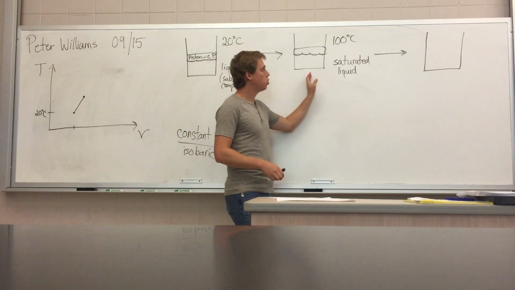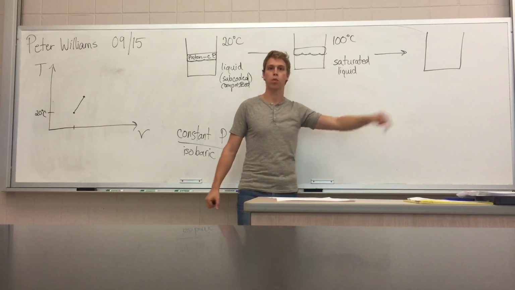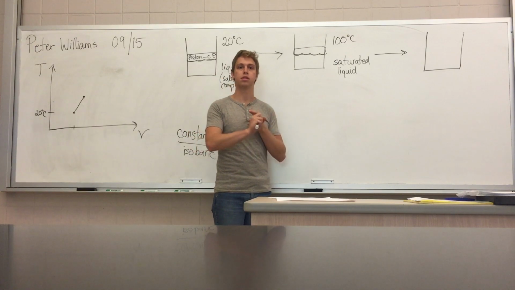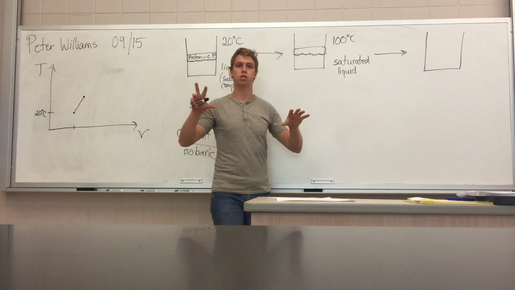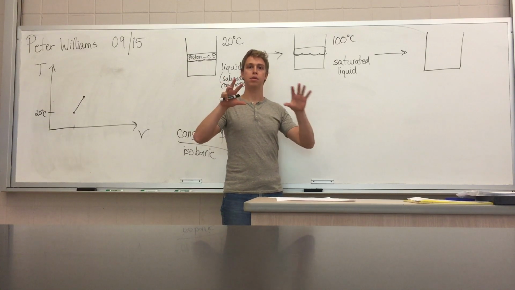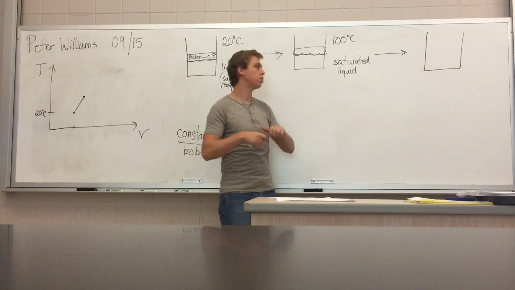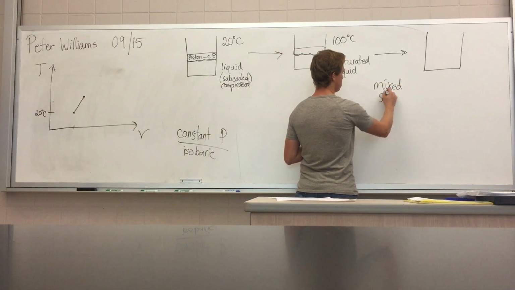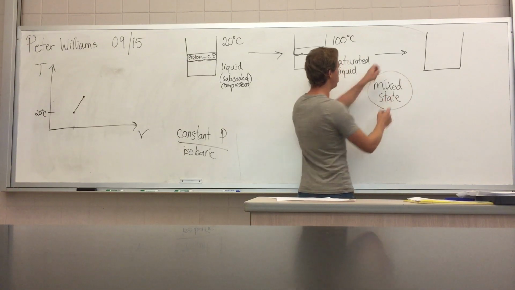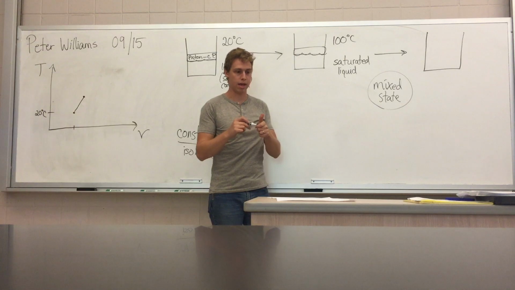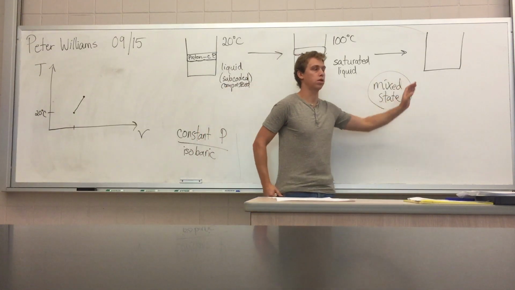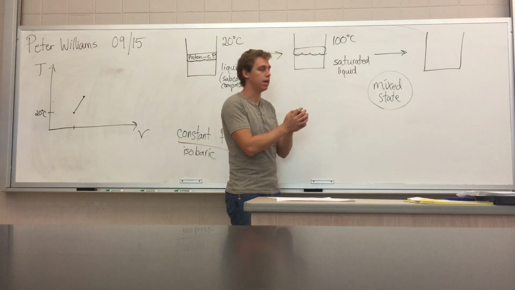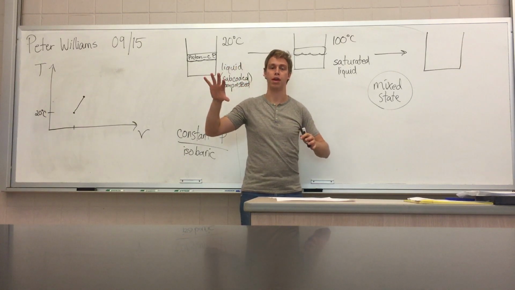And so in between, while it's turning into vapor, we're going to have two states. We're going to have some of the substance that is still liquid, and then we're going to have some of it that is turned into vapor. And that in between, where it's partly vapor and partly liquid, is called a mixed state. So this in-between arrow represents a mixed state. And as we keep increasing, there's going to be less and less of the liquid and more and more of the vapor.